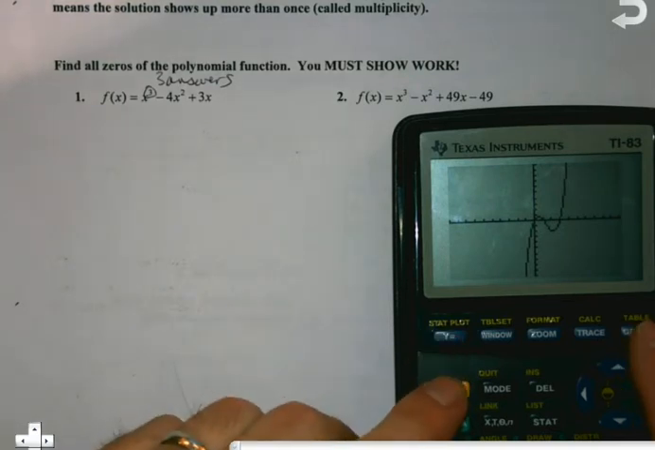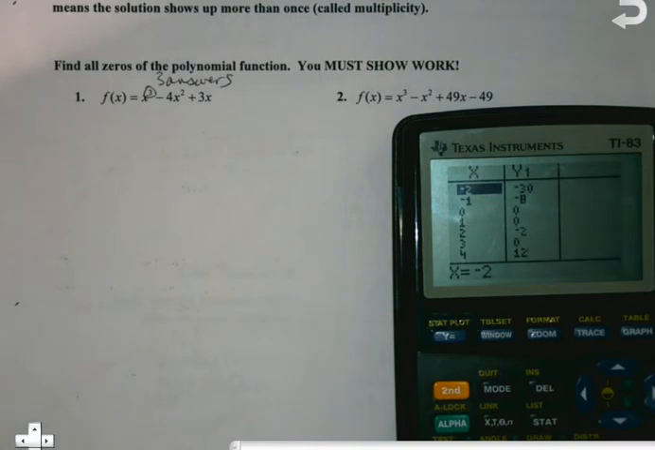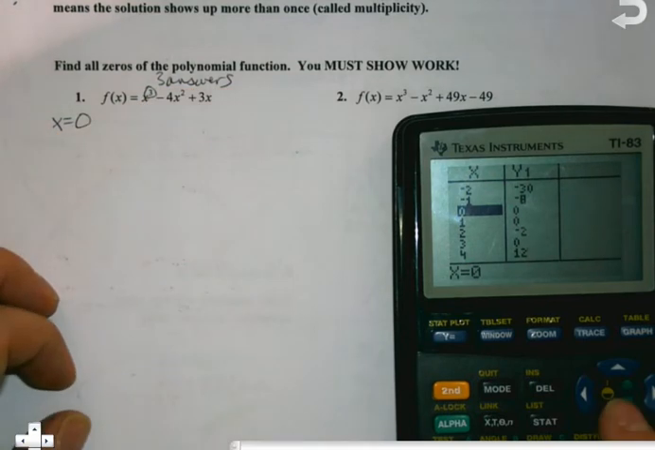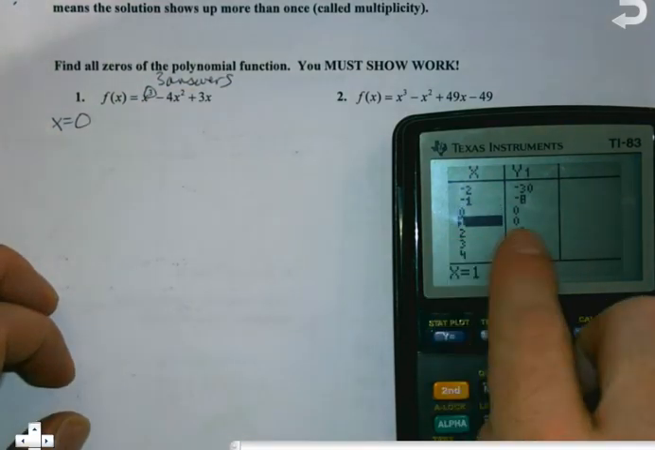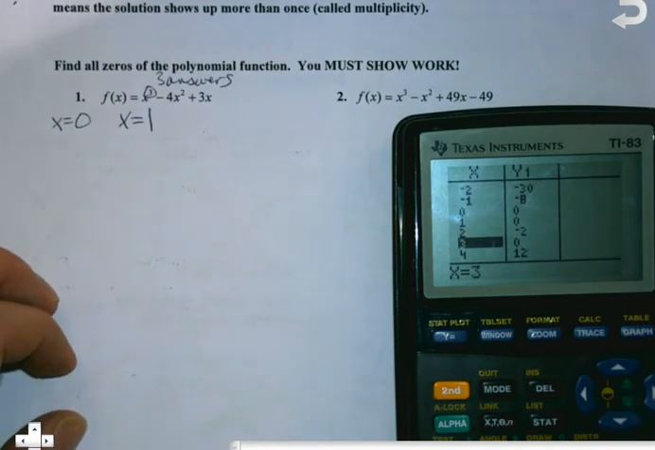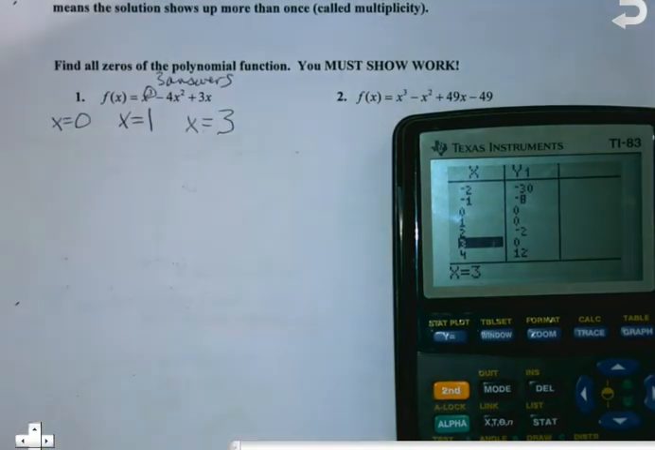Second and graph will get me the table. If they list all the zeros for me right away, sweet, I'm done. So I look and I'm like, hey, look. At x equals 0, y is 0. x equals 0, it crosses there. At 1, y is 0. That's one of my x's. x equals 1. Sweet. x equals 3. You have found all of your zeros.